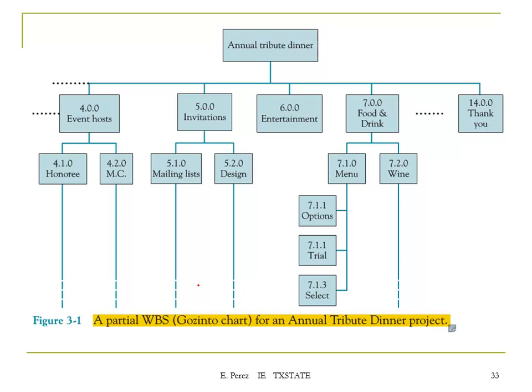So this is what we're going to call the level 1 activity. So you're going to have people in charge of the event hosts, invitation, provide entertainment to the dinner, food and drink, thank you notes, and so on. And then you're going to start splitting those activities into more levels until you get into the lower level of your project.